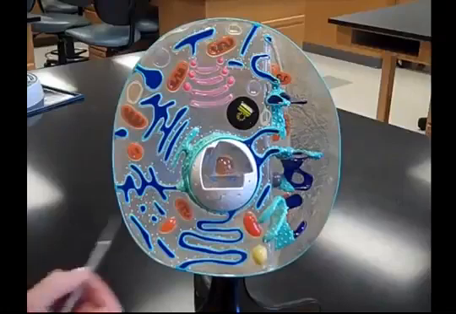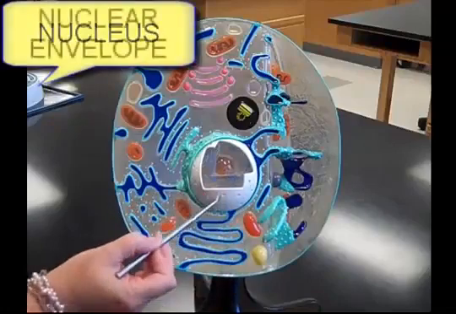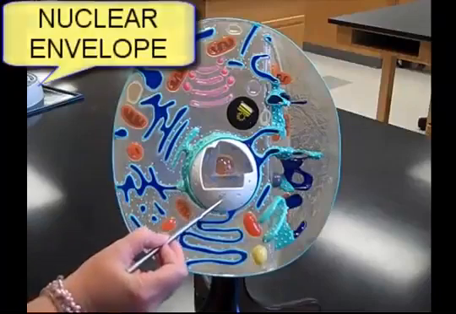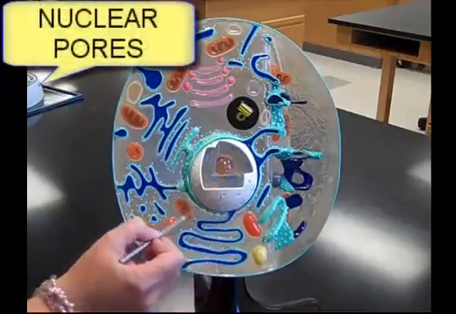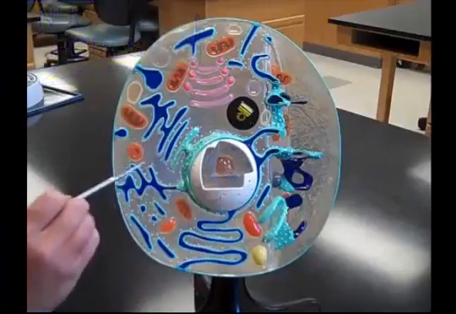Centrally located in the cell is the nucleus. This entire white structure is the nucleus. It's defined by the nuclear envelope. The nuclear envelope is the white portion with the nuclear pores, or the holes in it. It looks a little bit like a golf ball. Inside the nuclear membrane, we have a couple of things.